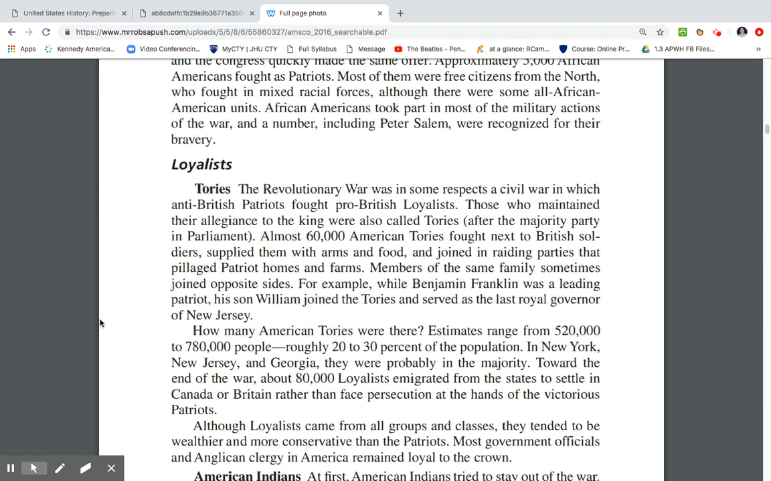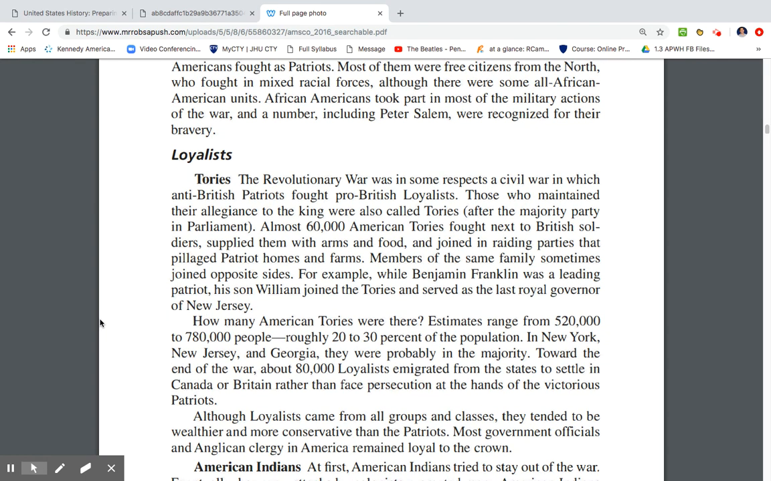Loyalists, also known as Tories. The Revolutionary War was in some respects a civil war in which anti-British patriots fought pro-British royalists. Those who maintained their allegiance to the king were called Tories, after the majority party in Parliament. Almost 60,000 American Tories fought next to British soldiers, supplied them with arms and food, and joined in raiding parties that pillaged patriot homes and farms.